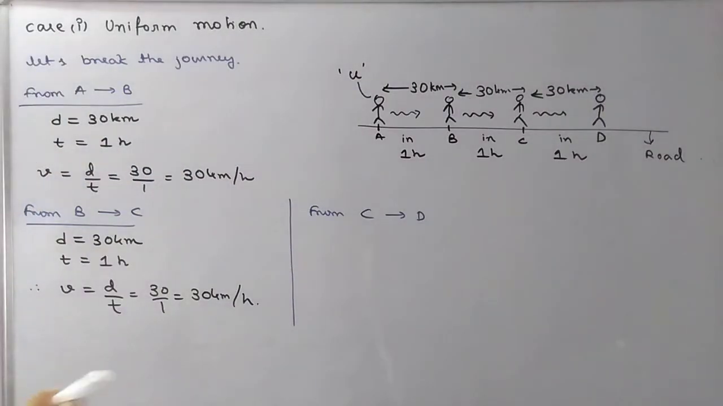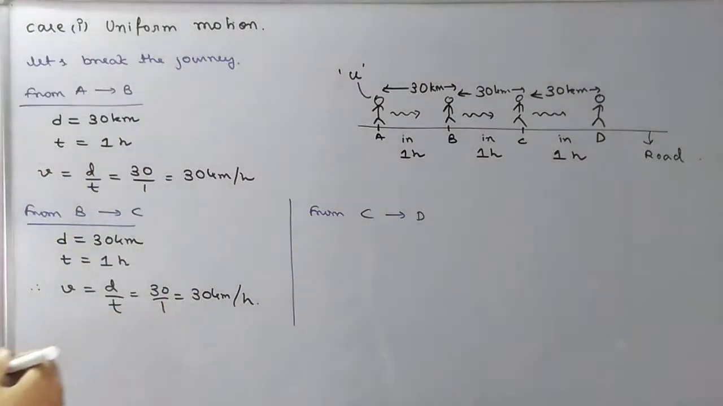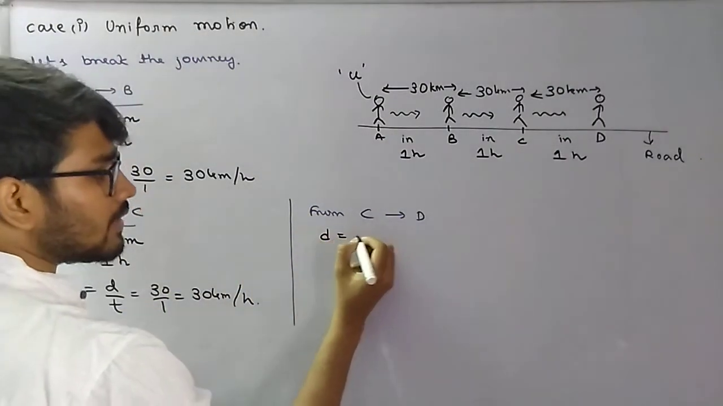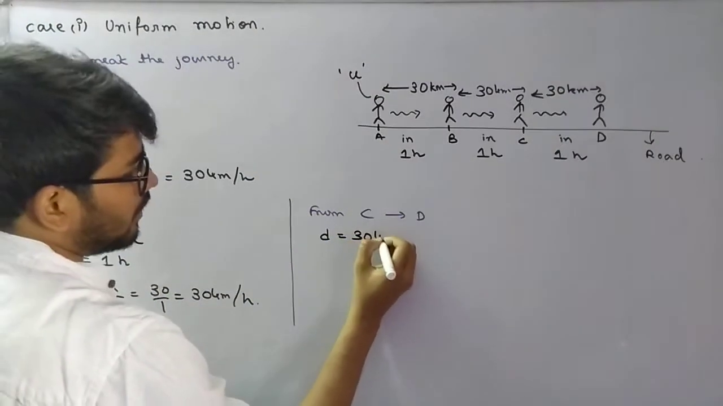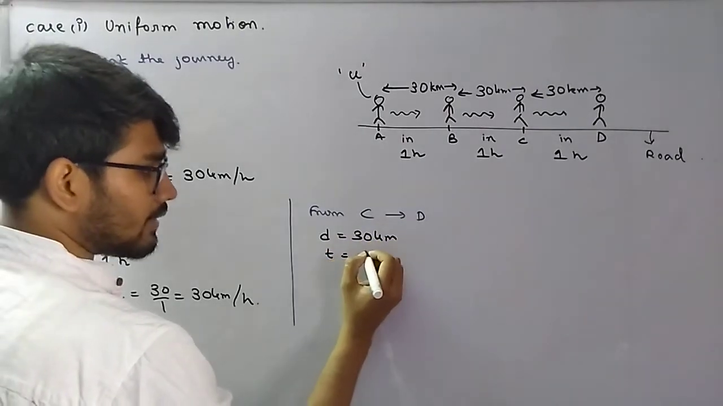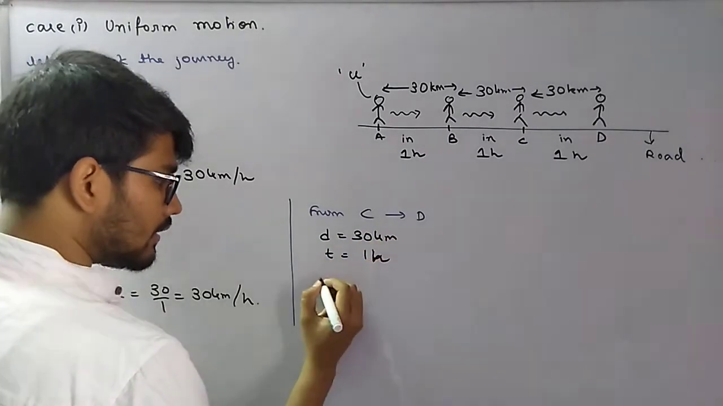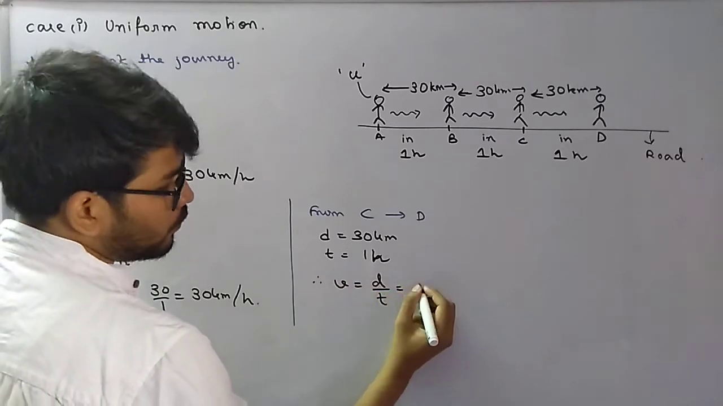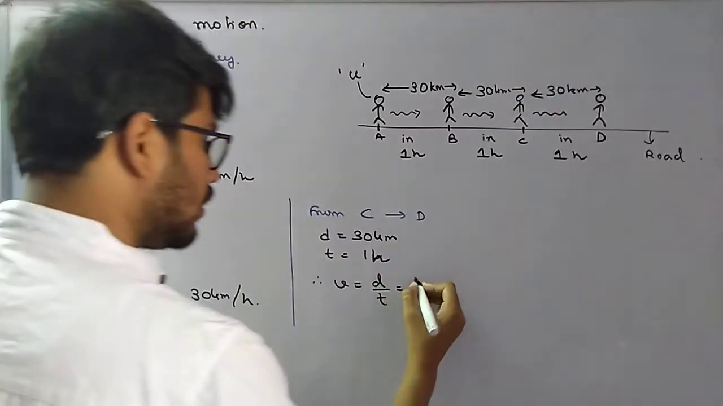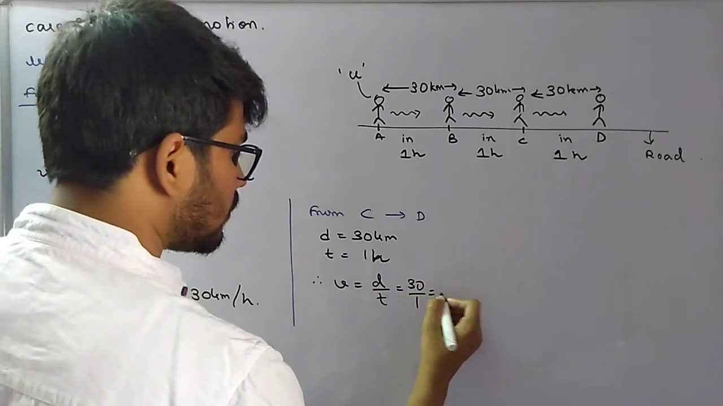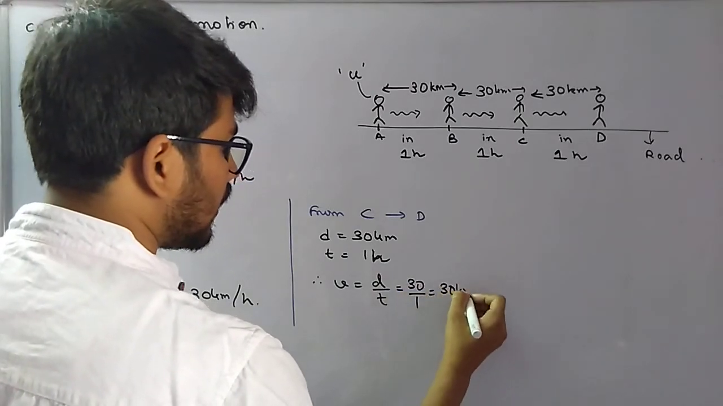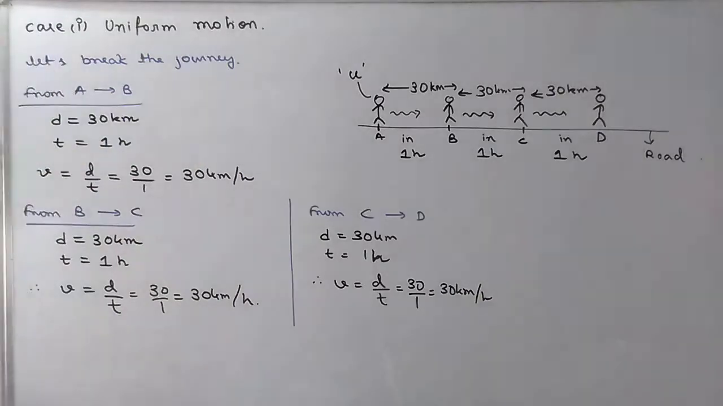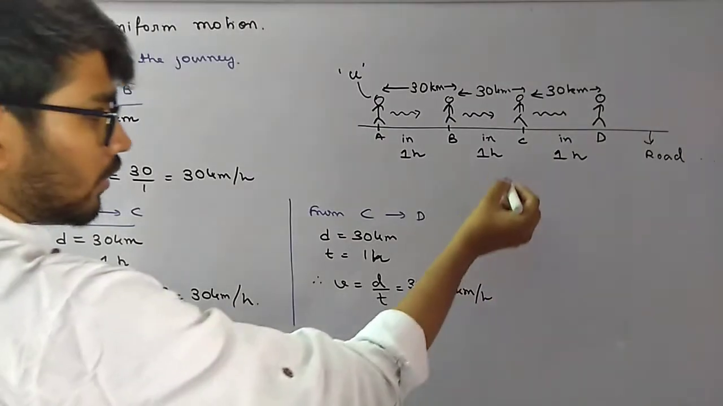So in that case, from C to D, again the distance is the same, 30 kilometer. Then the time is also 1 hour. Therefore, speed, by definition distance by time, is equal to 30 by 1, which is equal to 30 kilometer per hour. Fine.